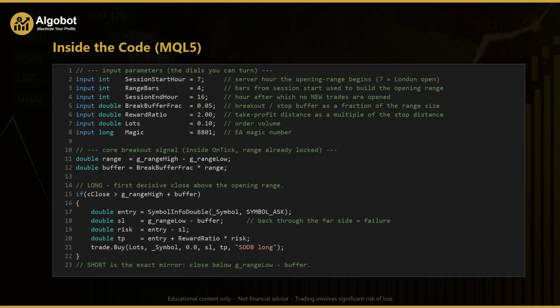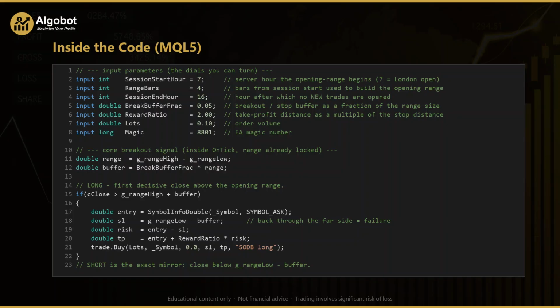First, the code measures the range, the distance between range high and range low, and then computes the buffer as the BreakBufferFrac times that range. The key condition is this line. If the closed bar's close is greater than the range high plus the buffer, we have a long signal. The entry is taken at the current ask price.